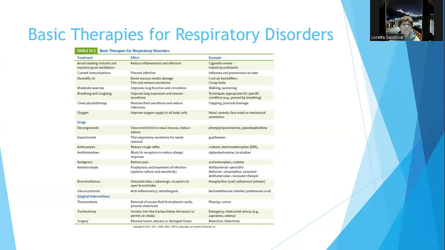Surgically, thoracentesis is removing excess fluid from the pleural cavity to prevent atelectasis, which is collapse of the alveoli. Tracheotomy, which I talked about, is an incision into the trachea below the larynx to permit air intake when above that is damaged somehow. And surgery to remove stuff, so tumors, abscesses, damaged tissues, etc. So no matter what your respiratory disorder, there are some standard diagnostic tests and basic therapies.